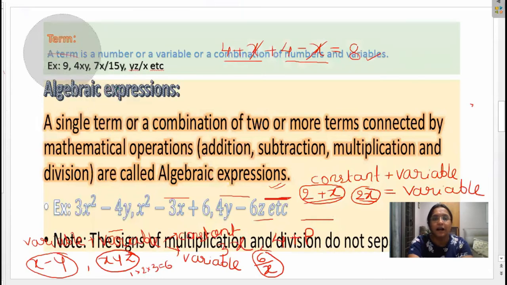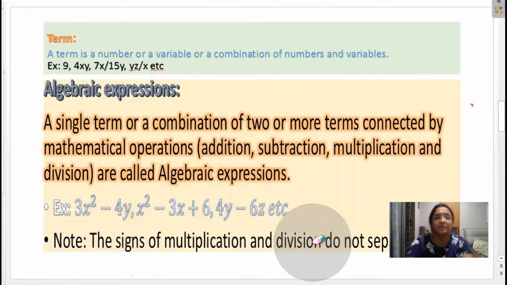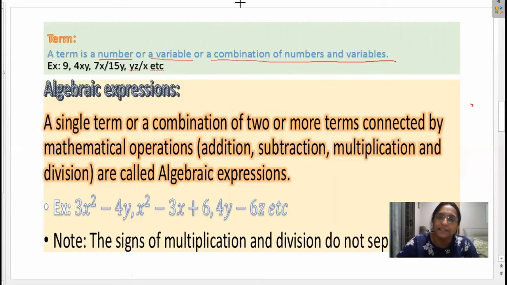Next, term. What is a term? Easily we'll understand term. We know term. But what is the definition? A term is a number, or a variable, or a combination of numbers and variables. Okay, it is a number only. This is also one term. It is a variable. This is also one term. Combination of numbers and variables. This is also a term. So these are called as terms.